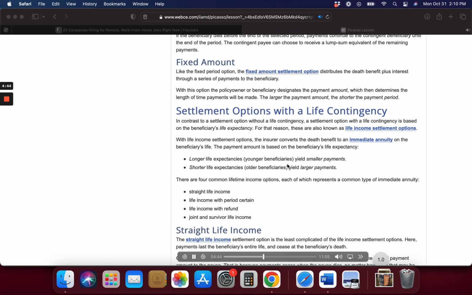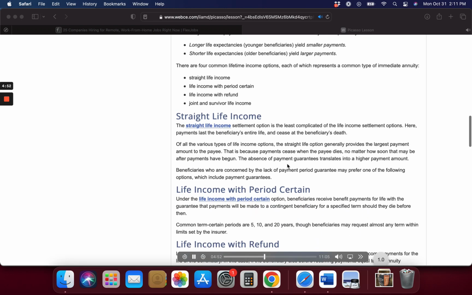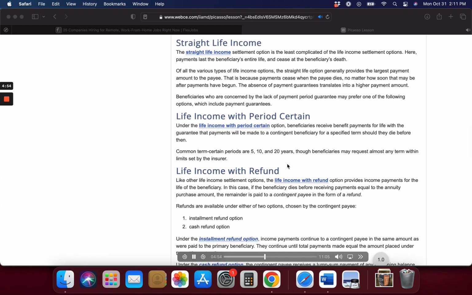Straight life income. Life income with period certain. Life income with refund. Joint and survivor life income. Straight life income. The straight life income settlement option is the least complicated of the life income settlement options.